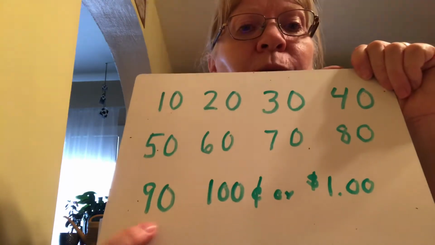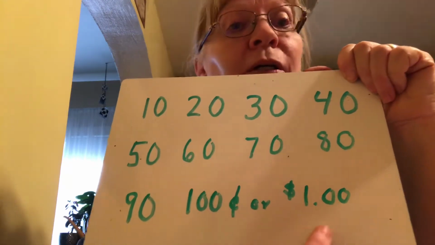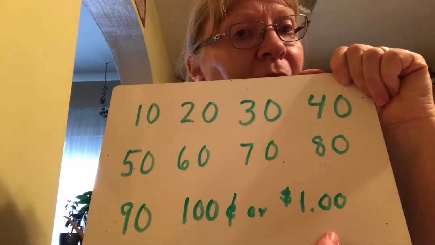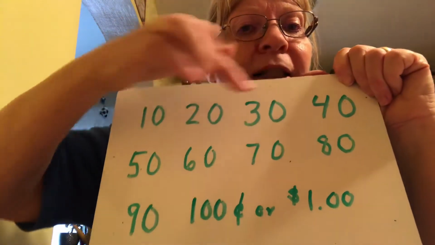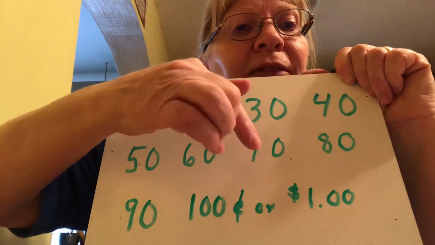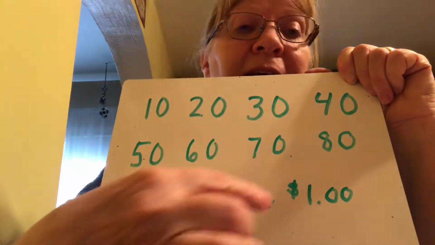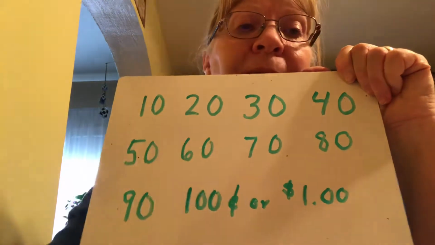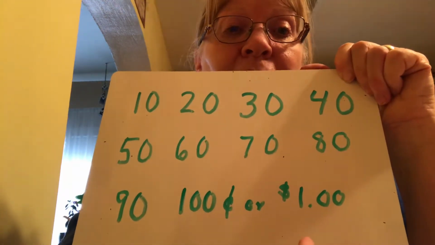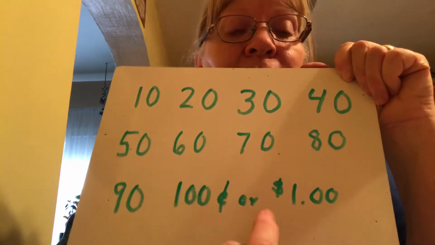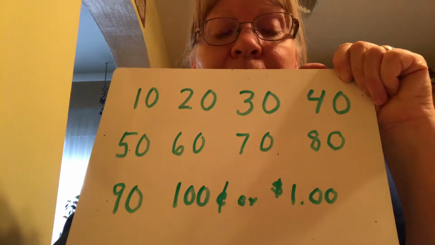But once we get to 100, that can be 100 cents, or we can call that $1. Because this is 10 cents, 20 cents, 30 cents, 40 cents, 50 cents, 60 cents, 70 cents, 80 cents, 90 cents, 100 cents, and that's a C with a slash through it, or 100 cents is the same as $1. And you can write that with a dollar sign and a 1.00.